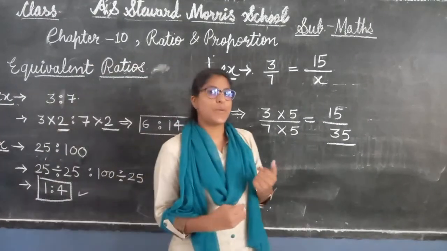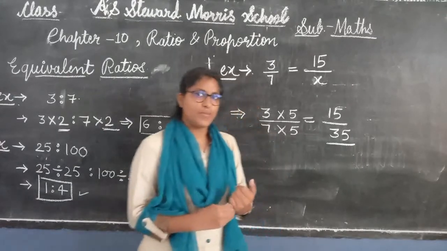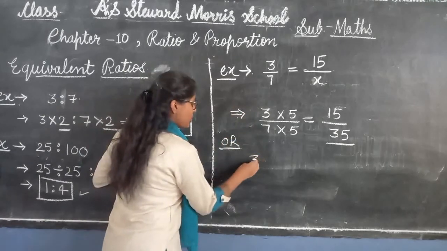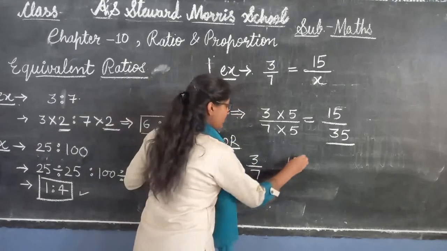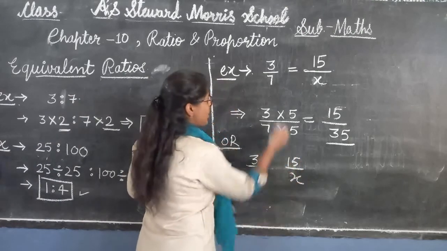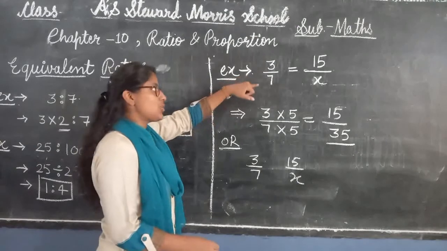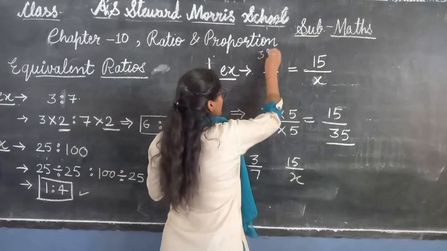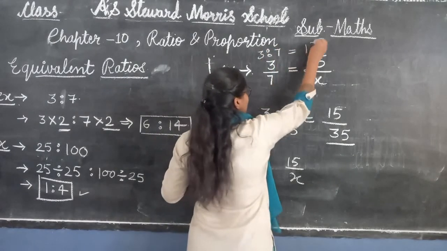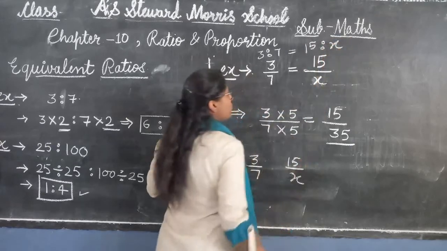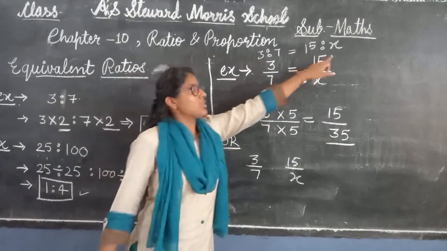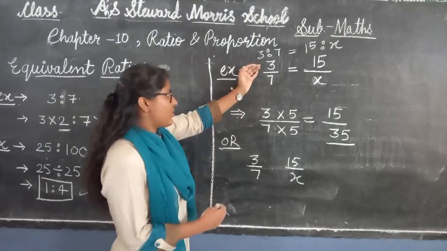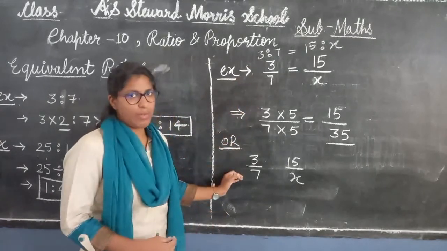We can solve by the cross multiplication method also. That cross multiplication I explained at the time of comparison of fractions. Yes, how? Let's see. At the time of cross multiplication, we need to first write both as fractions. If they are given in the form of a ratio, first you need to convert them. If 3 is to 7 equals 15 is to x is written, the term is missing here, and a ratio can be written in the form of a fraction. So first convert to a fraction, then use the cross multiplication method.